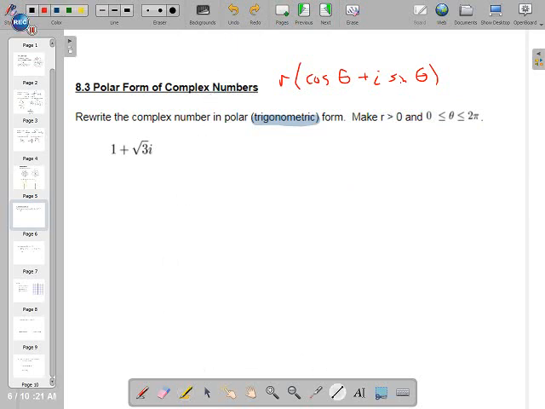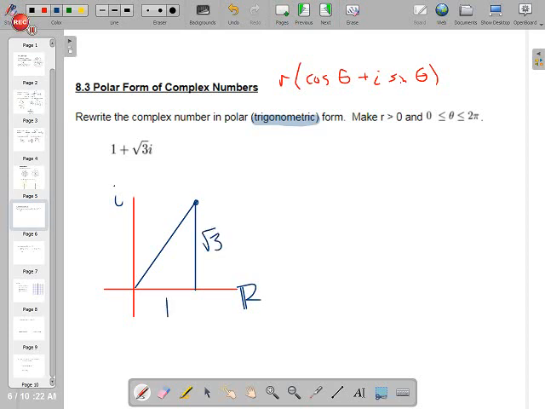The point 1 plus radical 3i on the complex plane. If I draw a complex plane here, remember that this is the real component, and this is the imaginary component. When I draw it, 1 plus radical 3i would look something like this. This is the point 1 plus radical 3i on the complex plane. So the real component is 1 and the imaginary component is radical 3.